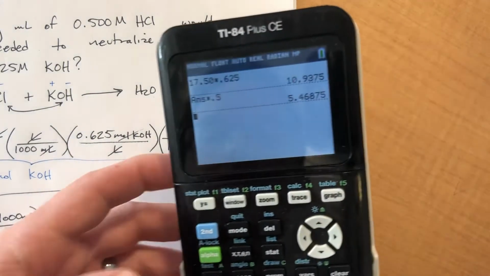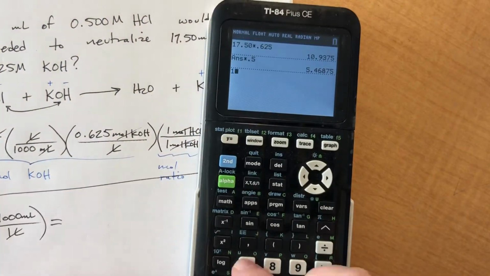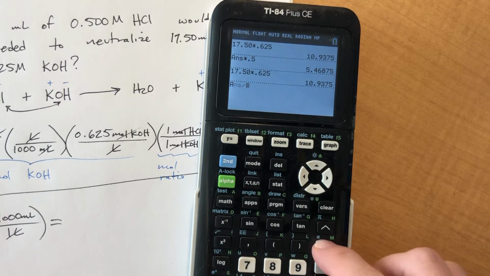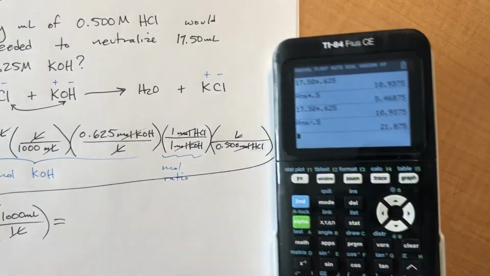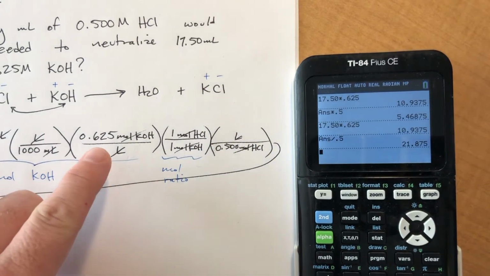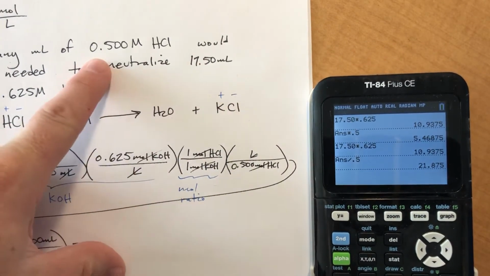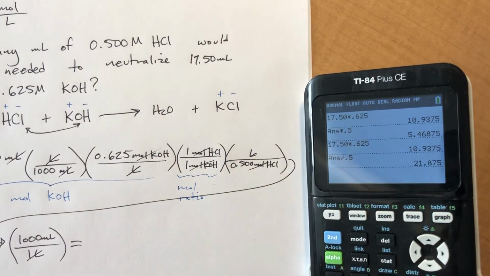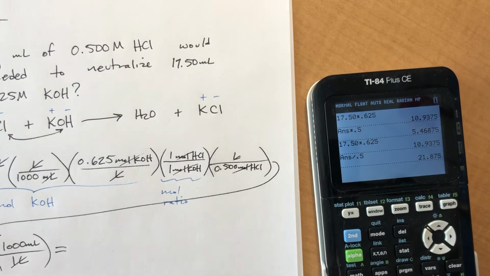Oh, well, I hit multiply. Sorry, let me try that again. 17.50 times 0.625, it equals, divided by 0.5. And I get an answer of, I guess, this has 4 sig figs, but these have 3. 3 sig figs would be 21.9 milliliters.